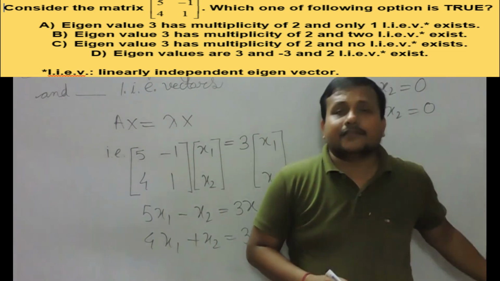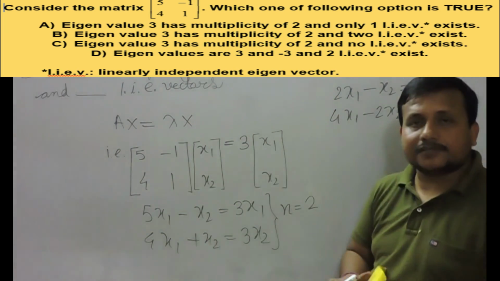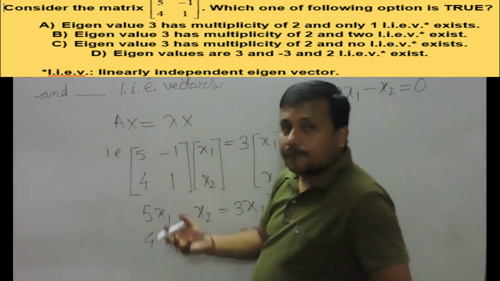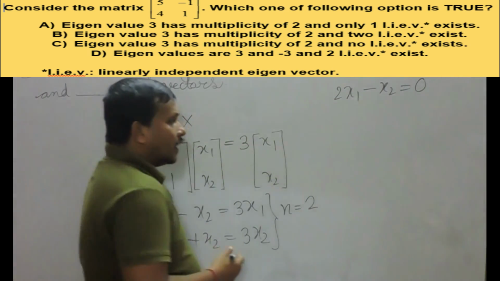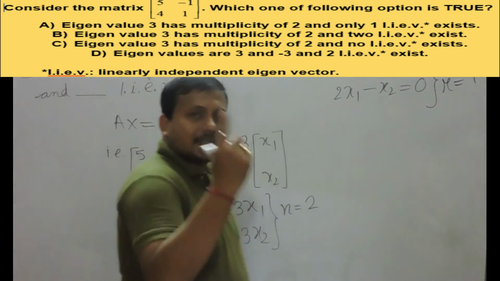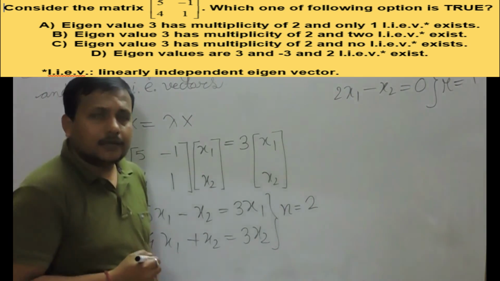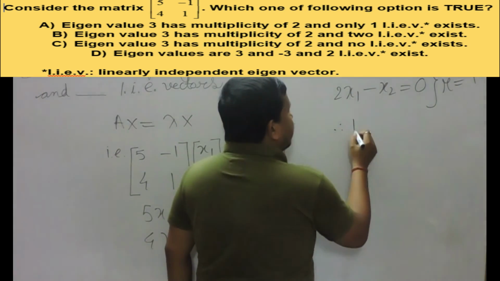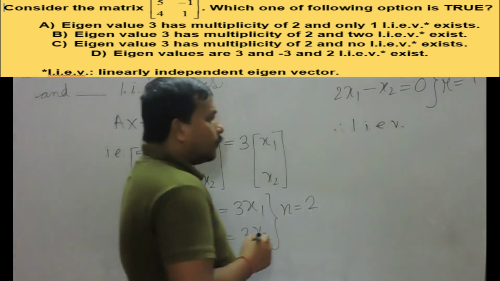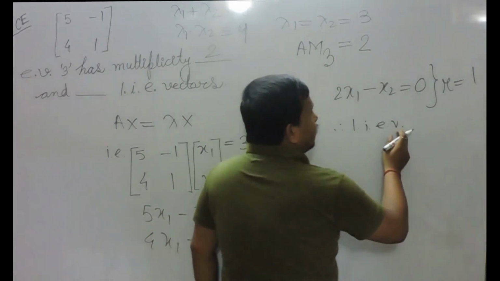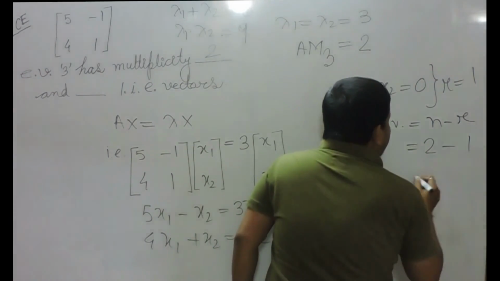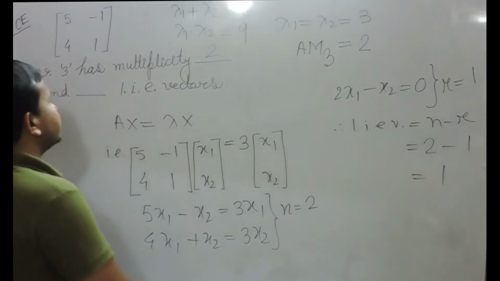But you should note that the second equation is nothing but 2 times the first equation. So one can remove the second equation from the system and have only one equation. The number of equations after this simplification is r. So r equals 1. Clearly, the number of linearly independent eigenvectors corresponding to the eigenvalue 3 is n minus r. n is 2, r is 1, so it's 1 only. And this is the answer.